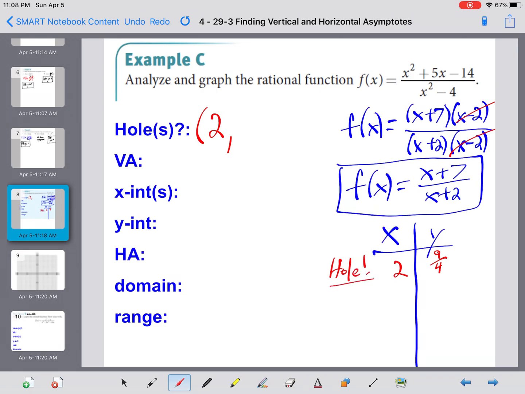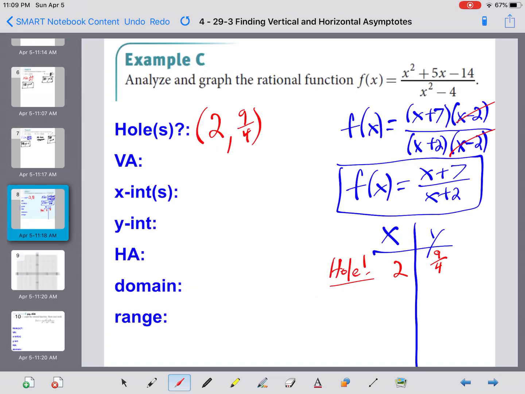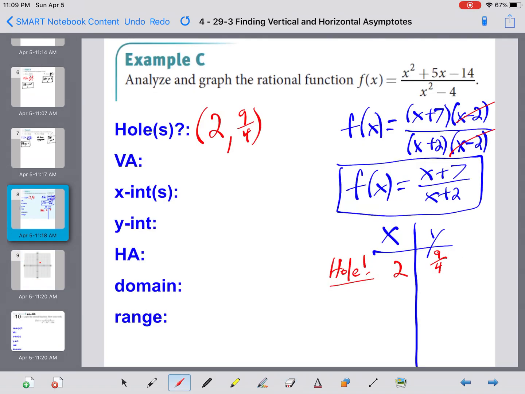Okay? If you're having a hard time, if you find that you miss or you forget to graph the hole with an open circle, I'd say go ahead right now, go to 2, and then 9/4 is a little bit over 2, right? 2 1/4. So 2, 9/4, and I would just put an open hole right there at around 2 1/4, just so when you go graph it, you remember that that's an open point, not a solid point. All right? Okay, now the rest is pretty much the same.